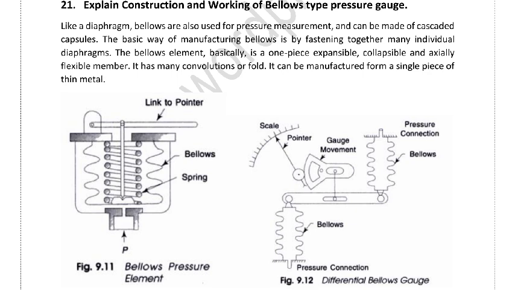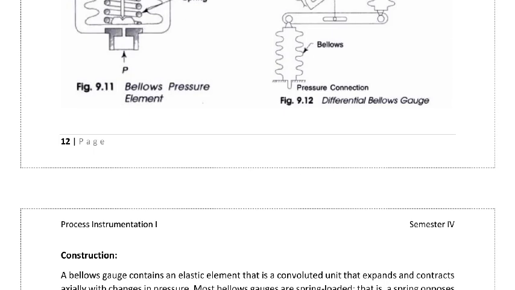The bellows element is basically one piece, extensible, collapsible and axially flexible. It has many convolutions. When we apply pressure from here, this is the link and pointer, and because of the pressure the bellows expands, this link pointer will deflect, and we can use that reading.